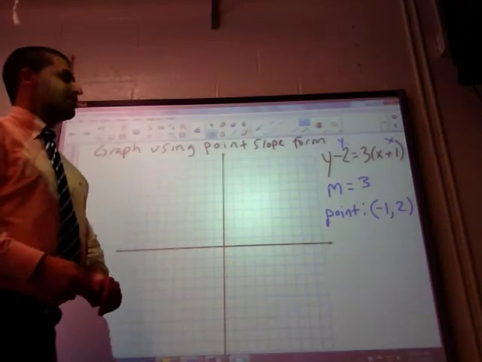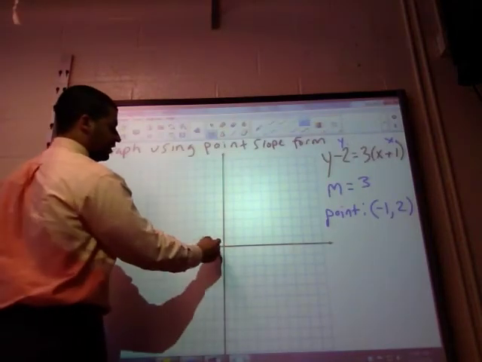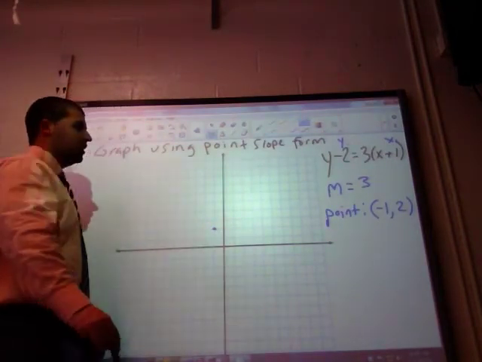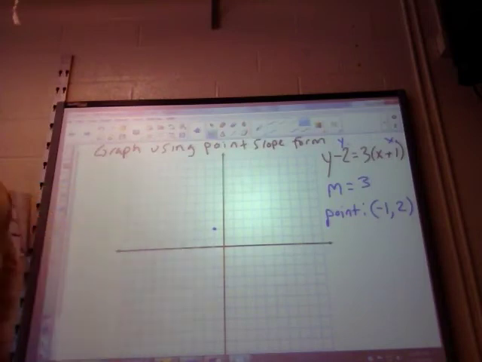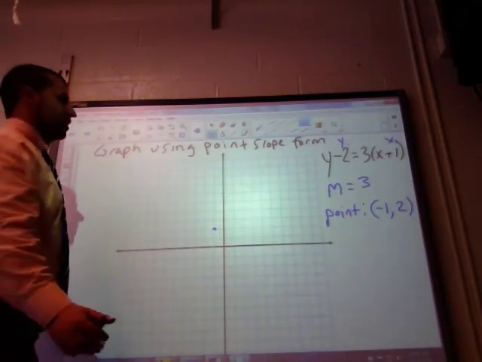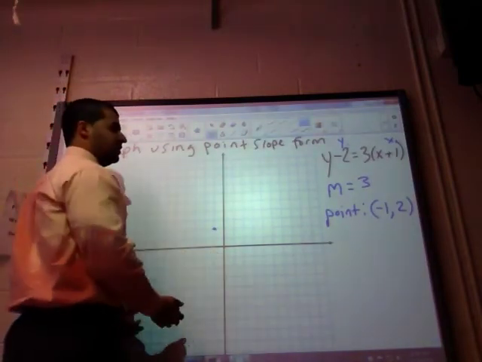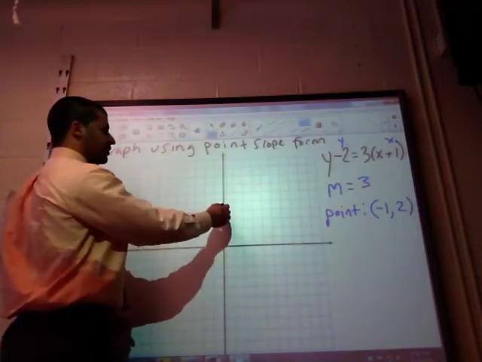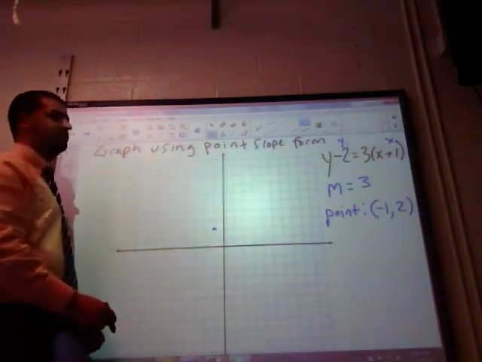So the first thing I'm going to do is plot my point. Negative 1, 2. Right? I have nothing else to work off of besides a point and a slope, and I can't use a slope without a point. Which is why when we did slope-intercept, I put my y-intercept on first and use my slope to either side.